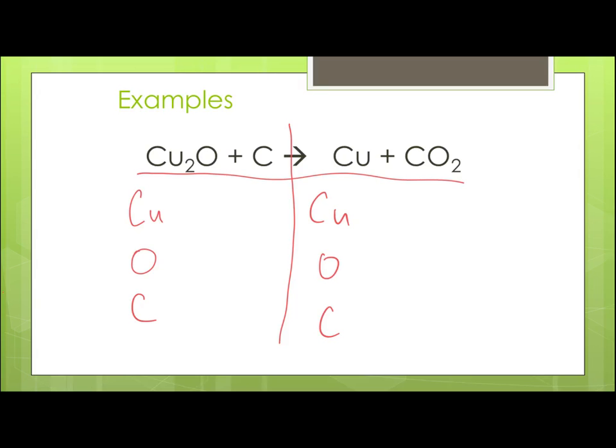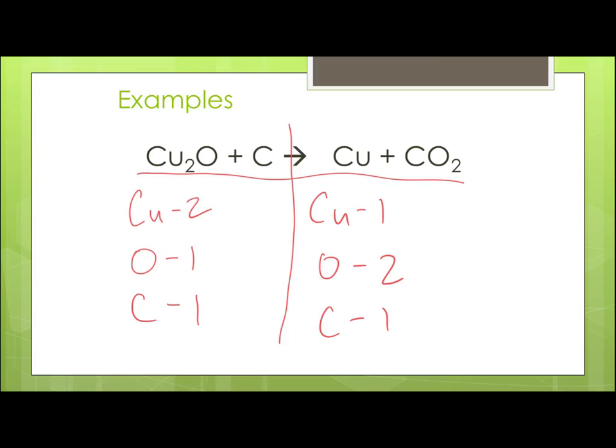And so our next step, we start counting. We have 2 copper, we have 1 oxygen, and we have 1 carbon. We also count the right side up. We have 1 copper, we have 2 oxygens, pay close attention there, and then we have 1 carbon. So we start comparing. Our coppers are off, our oxygens are off, but our carbons are already balanced.